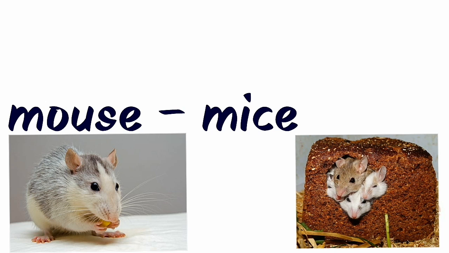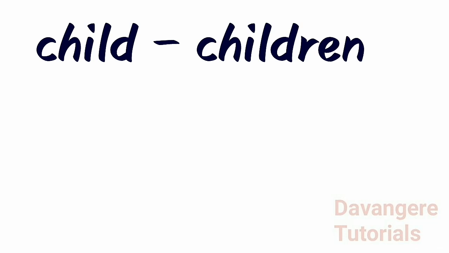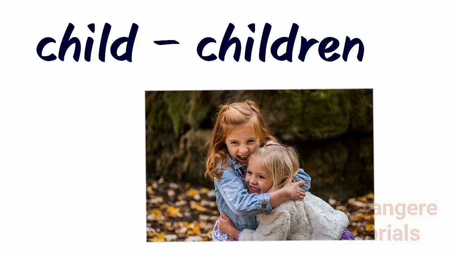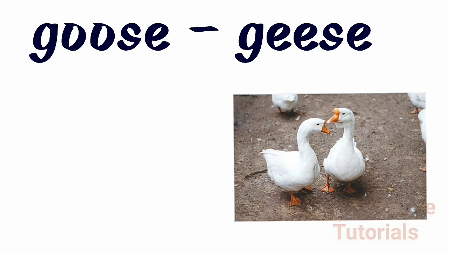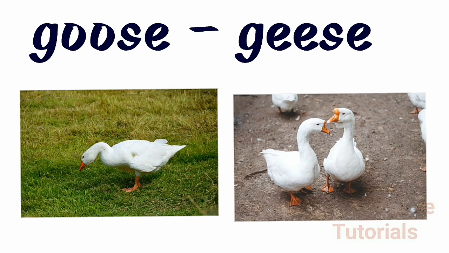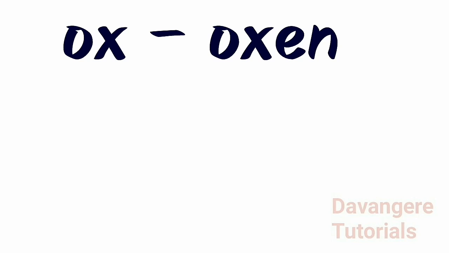Mouse becomes mice. They are beautiful. Louse becomes lice. Child becomes children. Most of them make mistakes by saying children's. Don't do that. Goose becomes geese. They are beautiful creatures, my dear friends. Ox becomes oxen, not oxes. Most of them make mistakes there.